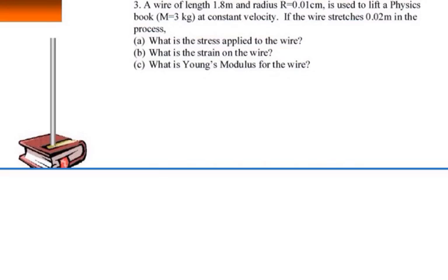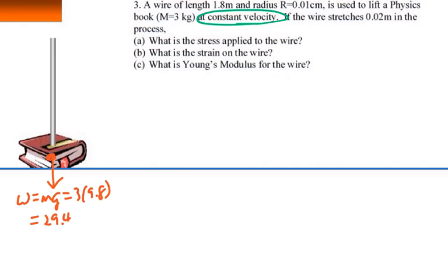If it's moving at constant velocity, then the net force on it is 0, and hence we can treat it almost like a statics problem. So we have the weight pulling down on this book equal to mg, and that would be equal to 3 times 9.8, which would be 29.4 newtons. And that would also then be the tension pulling up, because the tension and the weight would be equal because it's moving at constant velocity.